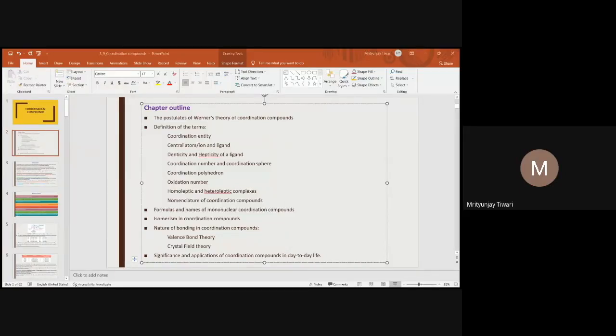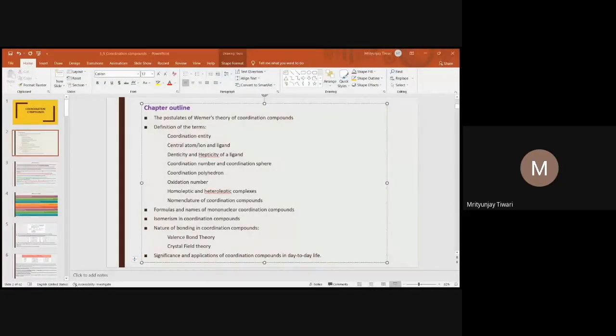Then we will see formulas and names of mononuclear coordination compounds. Mononuclear coordination compounds means this coordination compound will contain only one metal ion, and this metal ion could be a transition metal or inner transition metal or some main group metal. Some coordination compounds are formed by main group elements, like magnesium can also form coordination complexes and so on. Or lithium can also form coordination complexes. These kinds of examples we'll see later on if required.